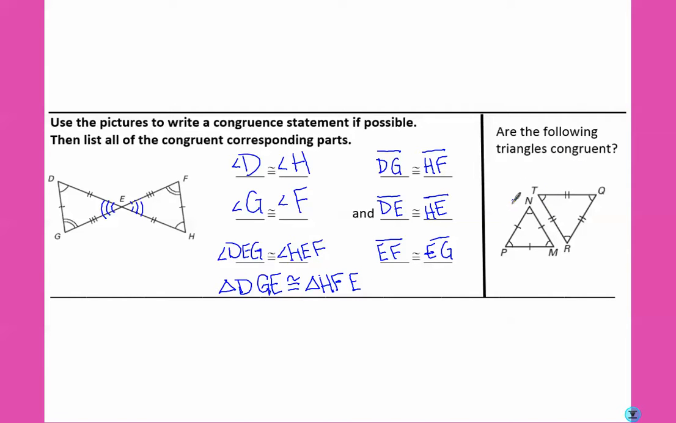Next, are these two triangles congruent? Their angles are all the same. The sides in triangle NMP are all congruent to each other, and the sides in triangle TQR are all congruent to each other. But since the sides in NMP are not congruent to the sides in TQR, these triangles are not congruent because the sides are not congruent.